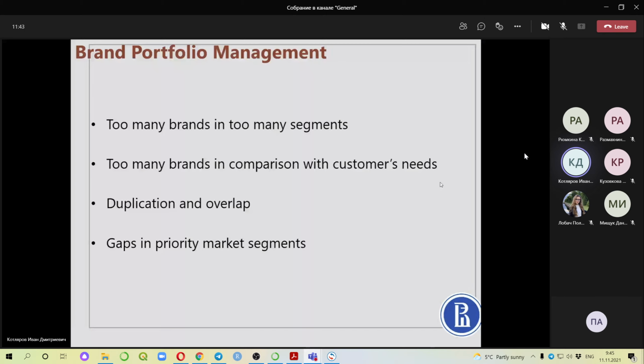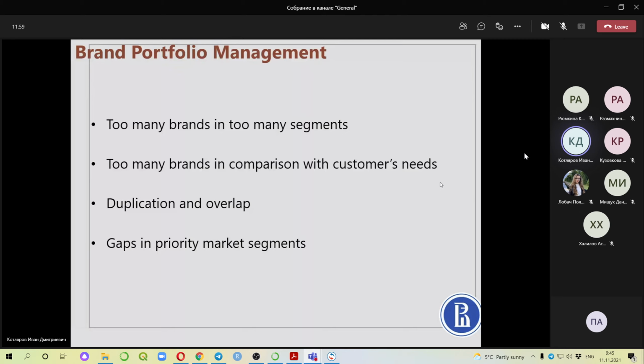The problem of too many brands in too many segments is that it leads to confusion. Customers do not understand what brands they can choose, and what segment technically they can belong to. It also creates problem for the company itself because too many brands in too many segments makes the image of the company unclearer, and moreover, too many brands requires too much investments, obviously, because each brand should be supported financially. So in this case, we can say that brand management is inefficient due to huge investments and due to potential confusion of brand image in customers' minds.